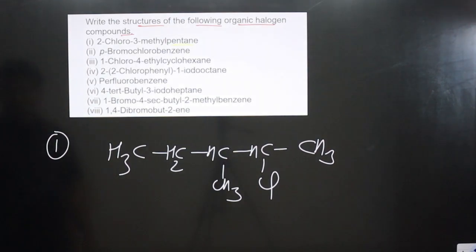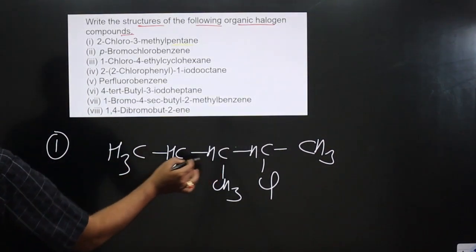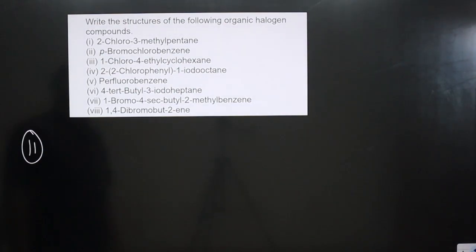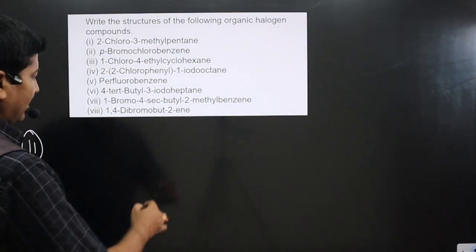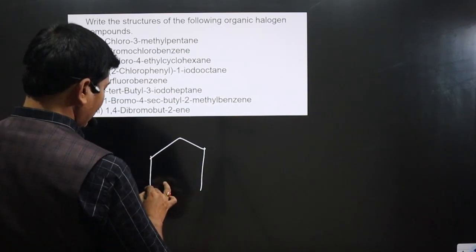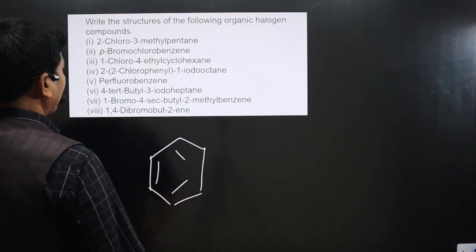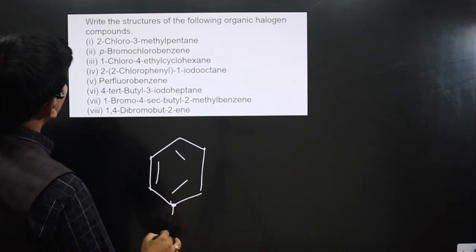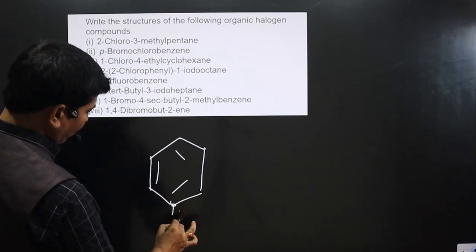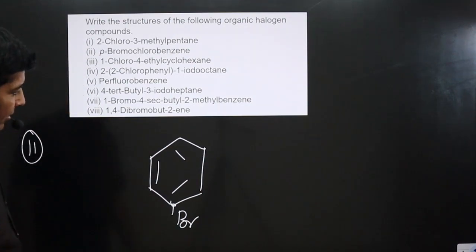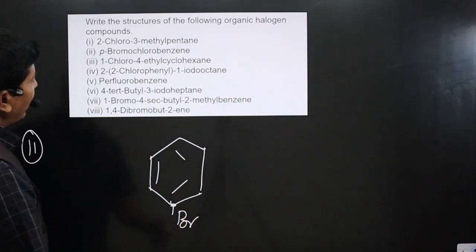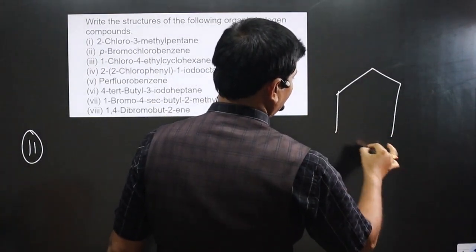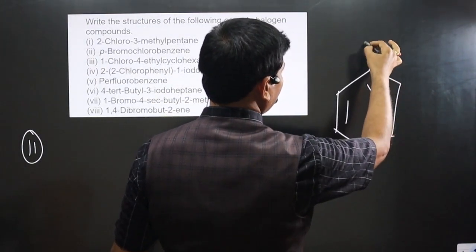Okay, next compound, second one. It says para-bromochlorobenzene. Benzene ring is there. It says para position, so in the para position we attach bromo. This is ortho, meta, para, and it says chlorobenzene. This is chlorobenzene.